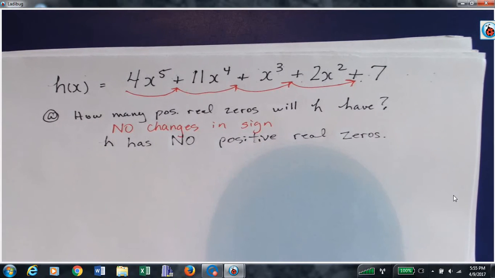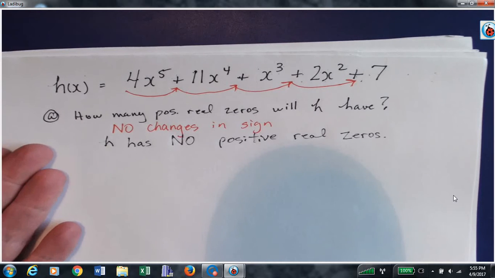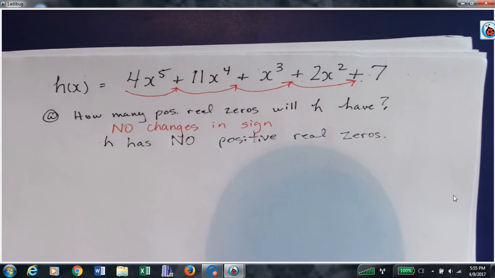So when you're using the rational zeros theorem to make your list of possible rational zeros, you know how you get your list with plus and minus? Well, you can eliminate all the positive ones because by Descartes' rule of signs, we have said definitively this polynomial h will have no positive real zeros. So that's where Descartes' rule of signs comes in handy.